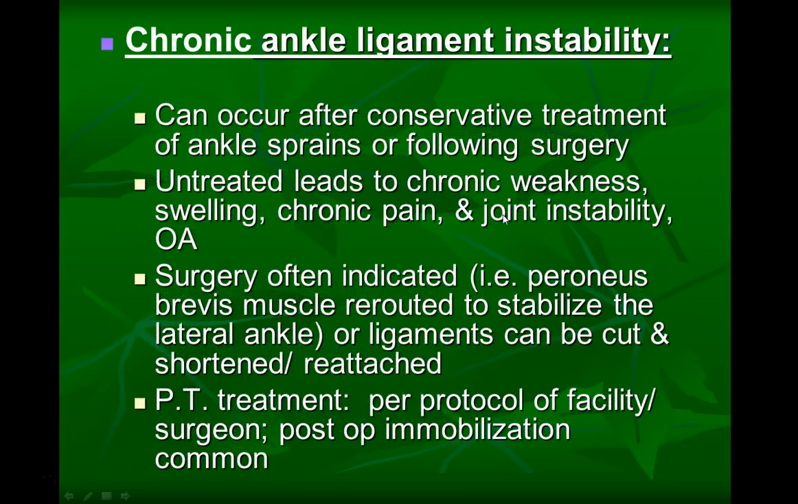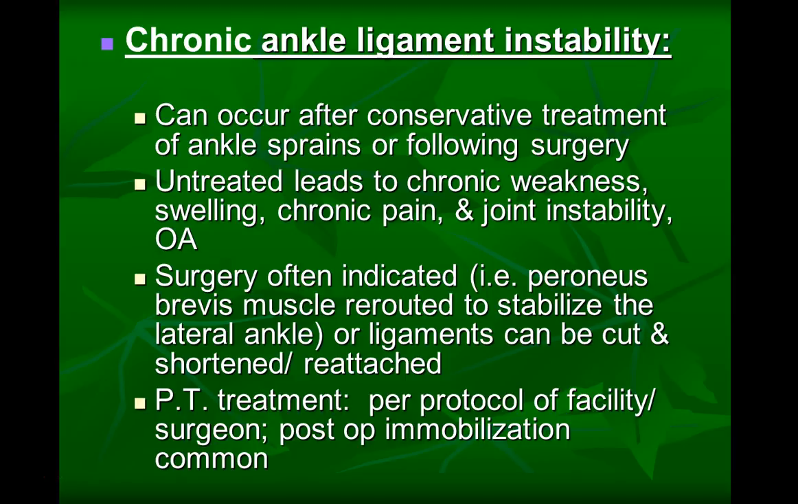Unfortunately, what happens sometimes when patients have a lot of ankle ligament sprains is that they end up with a very unstable ankle. So you've got someone who's had conservative treatment of ankle sprains, or they get chronic ankle sprains that aren't really treated like they should be. Perhaps they come out of rehab a little too soon, or they just didn't have the rehab that they should have. That can lead to a lot of chronic weakness, swelling, joint instability, and eventually in life that can lead to even osteoarthritis as well.